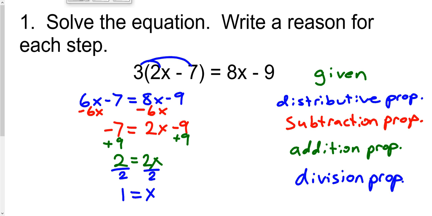Then I wanted to work to getting x by itself, so I needed to move that negative 9, so I added it to both sides to get 2 equals 2x, so that was the addition property. And then to finally get x by itself, I needed to divide by 2, and that gave me 1 equals x, which is the division property.